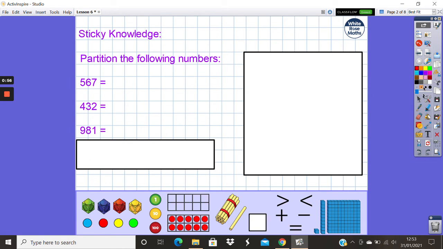Okay, and then we've got some more sticky knowledge. So we've got partition the following numbers. So we are going to partition these numbers into hundreds, tens and ones. So this 567 would become 500, add 60, add 7. Okay, using that method, partition 432 and 981.